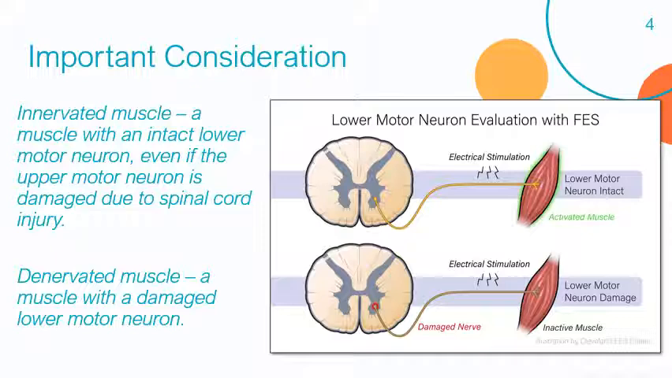However, an important consideration is that these effects depend on there being an intact lower motor neuron innervating the muscle of interest. The term innervation describes the scenario where even if the muscle is paralyzed due to spinal cord injury, which damages the upper motor neuron, activation of the muscle is still possible because the lower motor neuron is intact. Successful electrical stimulation requires intact lower motor neurons and muscle fibers.